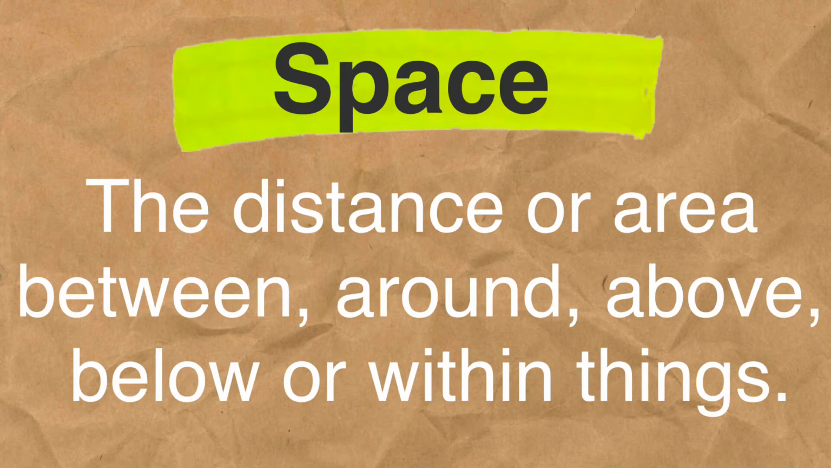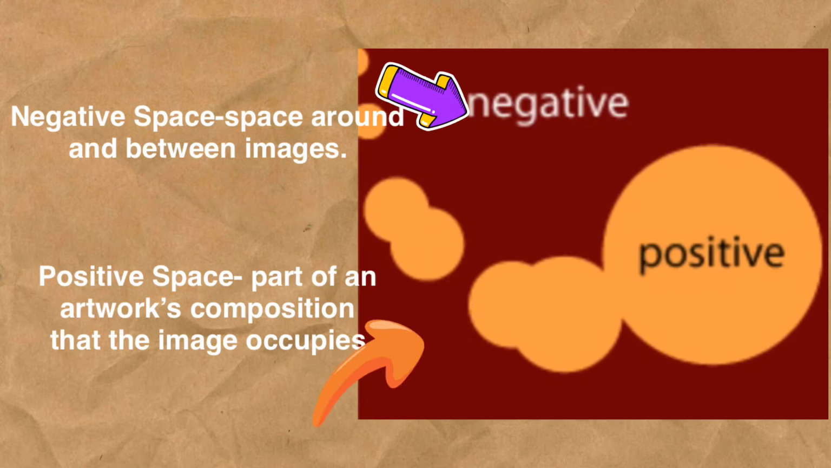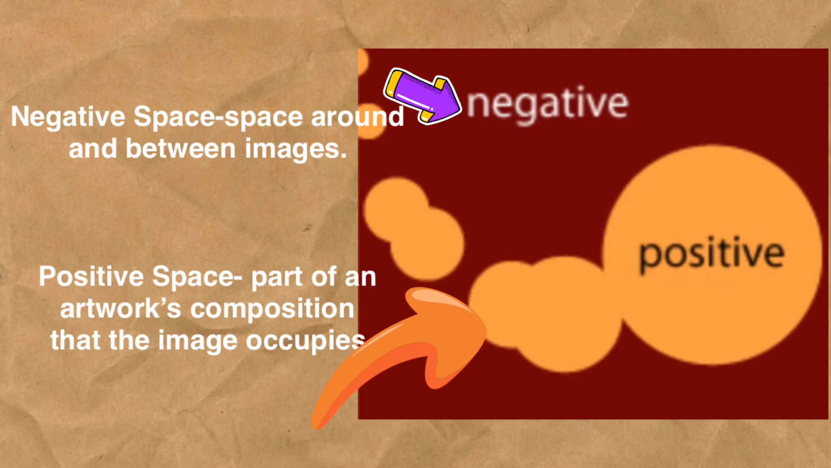Space, the distance or area between, around, above, below, or within things. There are different kinds of space. One is the negative space, space around and between images. Next is the positive space, part of an artwork's composition that the image occupies.